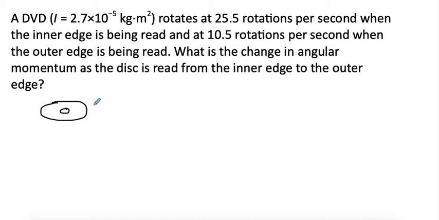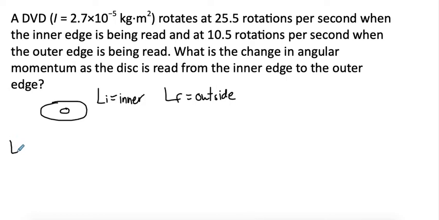So for the last example here, we're looking at a DVD player rotating. The DVD rotates at 25.5 rotations per second when we're looking at the inner edge, and it is rotating at 10.5 rotations per second when we're looking at the outer edge. So what is the change in angular momentum as the disc is read from the inner edge to the outer edge? So let's label the inner edge as our initial angular momentum, and let's label the outside edge our final momentum.